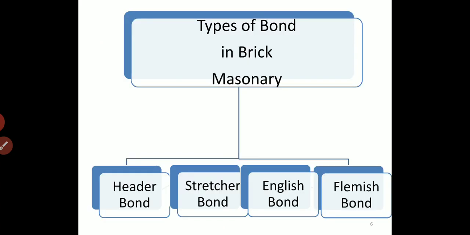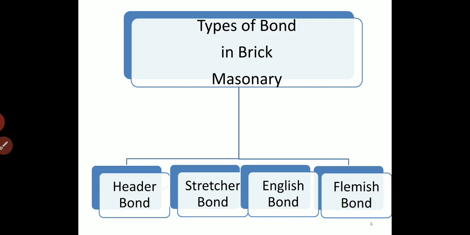Next is types of bond in brick masonry. First of all, we will see what a bond is. What is the function of the bond in masonry? Brick masonry consists of bricks built into firm walls. In order to hold the bricks in position and to improve the appearance of the wall, mortar is used between the bricks to form the joints.